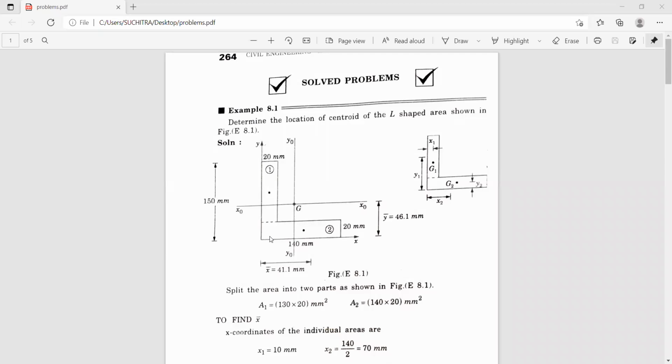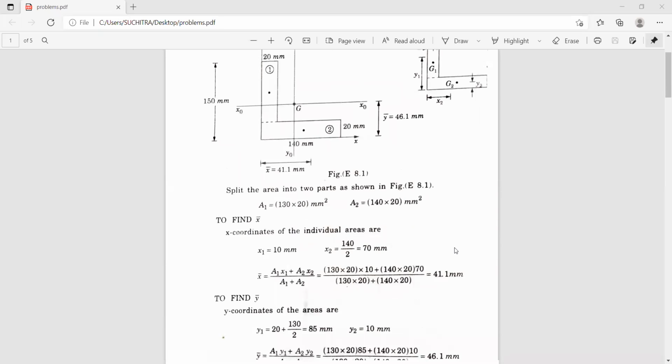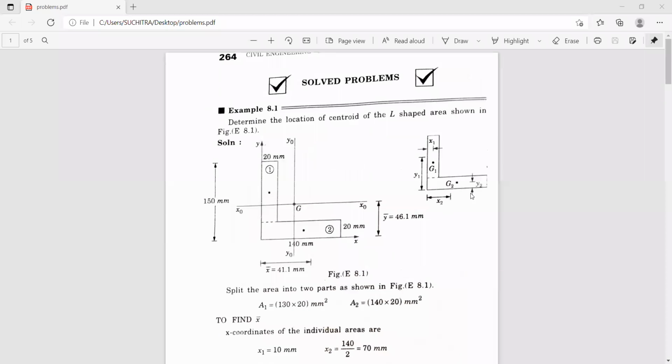So this height is 20 millimeters, and the remaining height is 130 millimeters. So 130 divided by 2, from this point to this point, works out to be 65 millimeters, correct? 130 divided by 2 is 65 millimeters, plus 20. You have to add this 20 because we are measuring y1 with respect to the x-axis. Now you can see here the y1 value is 20 plus 130 divided by 2, so it works out to be 85 millimeters.